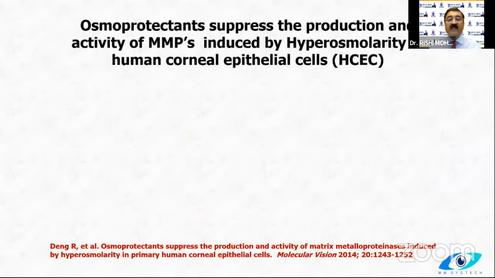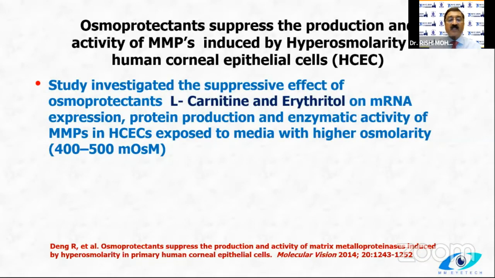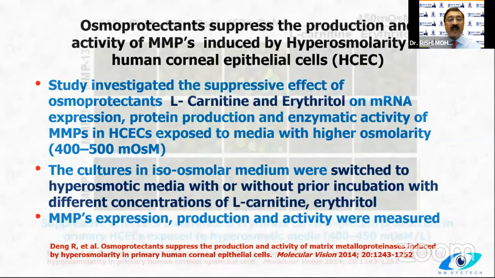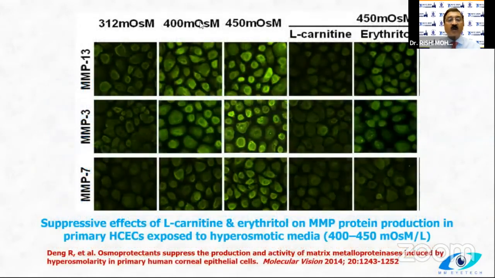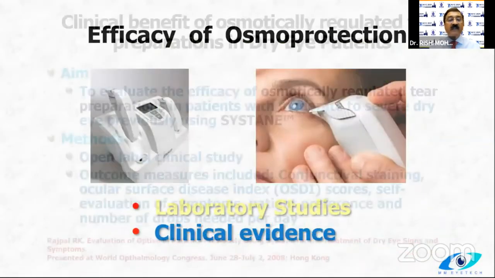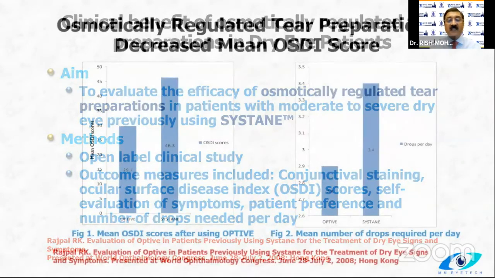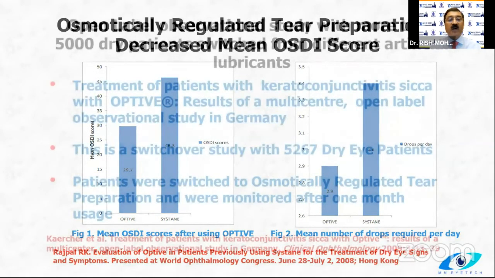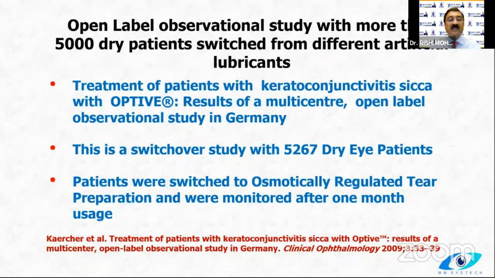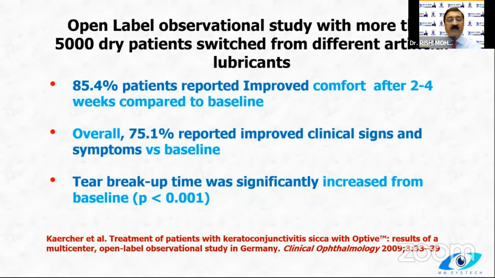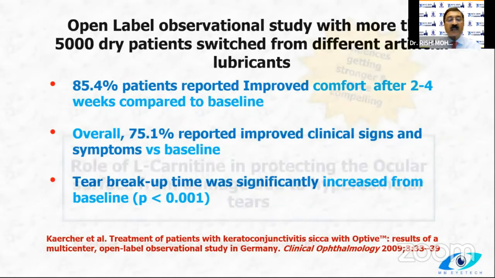If we look at osmoprotectants and their impact on mRNA expression, protein production and enzymatic activity in human corneal cells which are exposed to high osmolarity, one can see that as the osmolarity goes up, the expression of these enzymes goes up, but in the presence of these protectants, the expression of these enzymes is substantially reduced. Some clinical evidence too exists where there's a comparison of the osmotically regulated preparations as compared to others. We can see the mean OSDI scores and the mean number of drops being lowered. We can see the switchover studies of a very large series of these patients, and they all reported improved comfort and improved clinical signs and symptoms, with a significant improvement in tear breakup time from baseline.